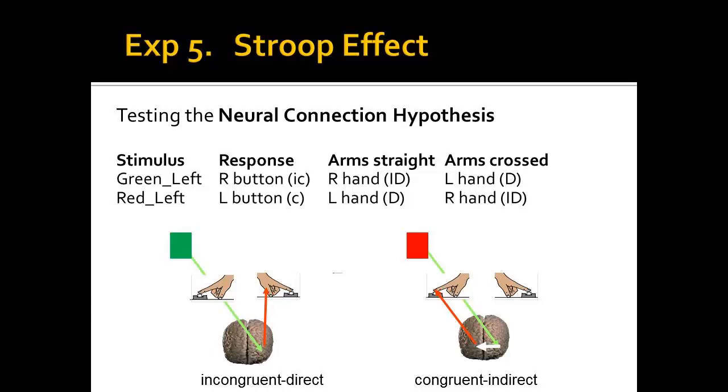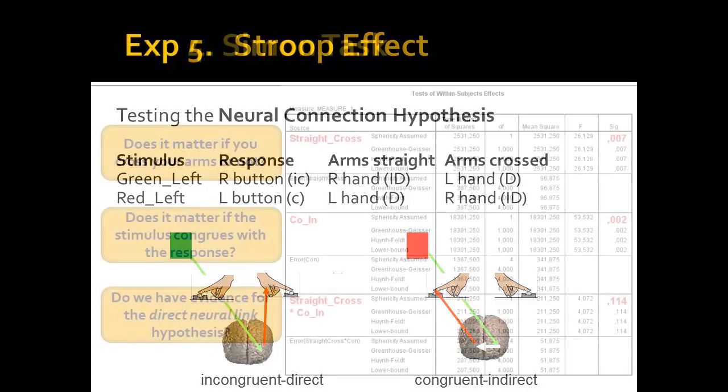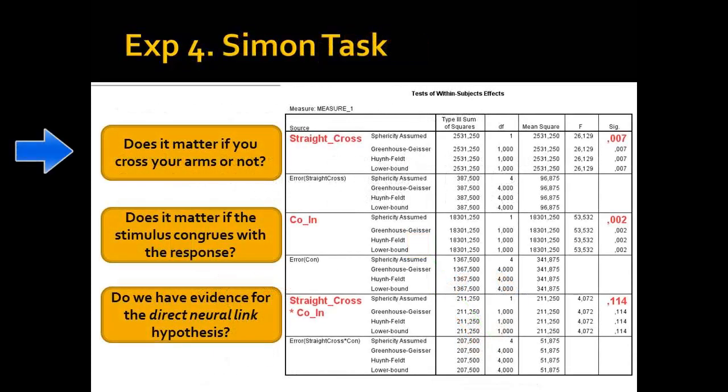So now let's take a look at the data to see what we found. Now we found a main effect of having your arms straight versus crossed. In other words, the response times were different between the arms straight condition versus the arms crossed condition. Crossing your arms matters, and you're often slower when performing the task with your arms crossed. But that in and of itself isn't really all that interesting of a result. The second result is a little bit more interesting.